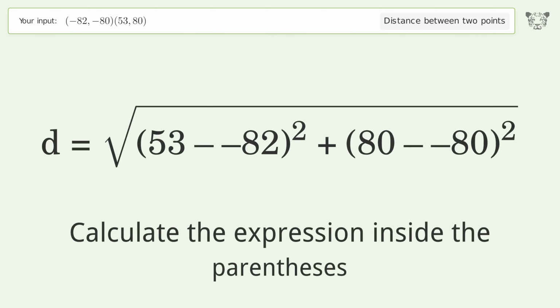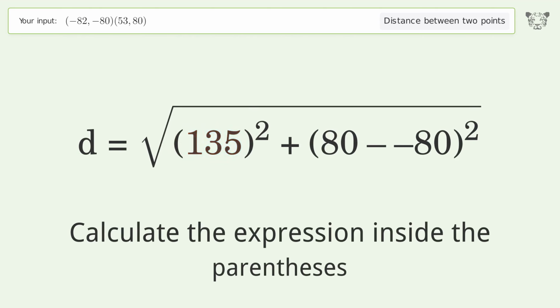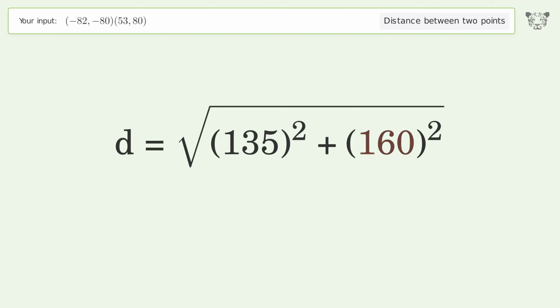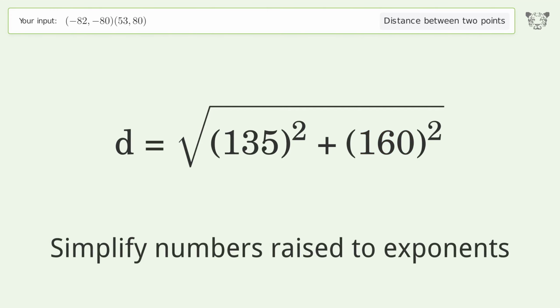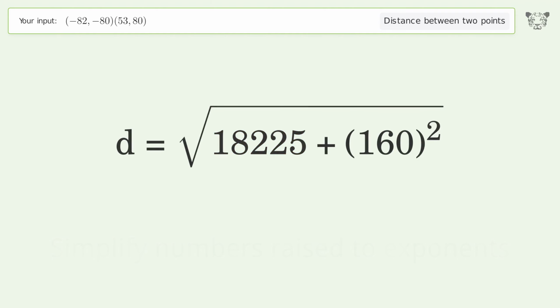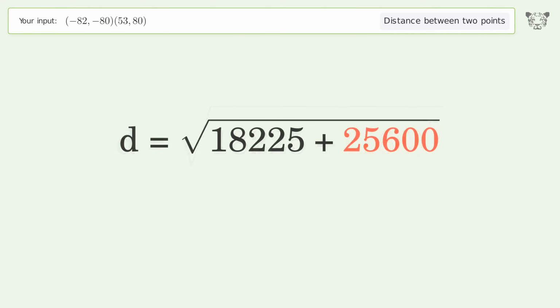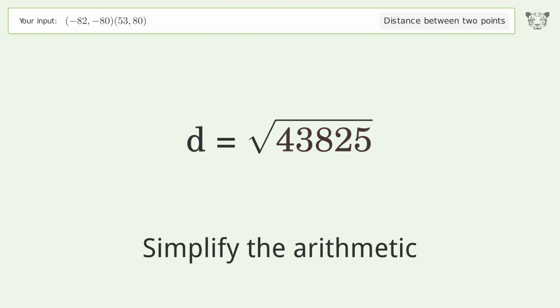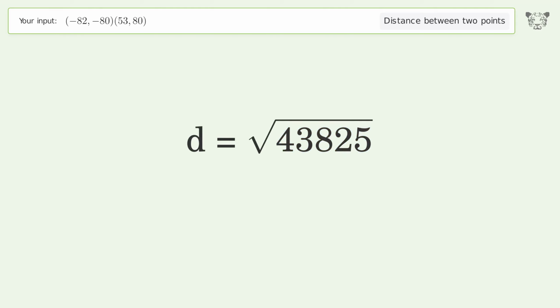Calculate the expression inside the parentheses. Simplify numbers raised to exponents. Simplify the arithmetic. And so the distance between the 2 points is the square root of 43,825, or 209.344.